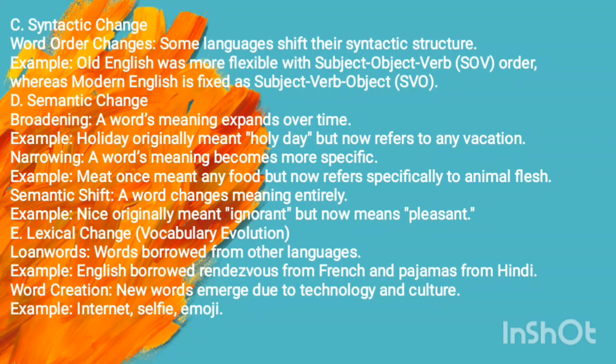Next one, semantic change. First, broadening, where a word's meaning expands. For example, holiday originally meant a holy day, now means any vacation. Then narrowing, where a word's meaning becomes more specific. For example, nice originally meant ignorant, now means pleasant.